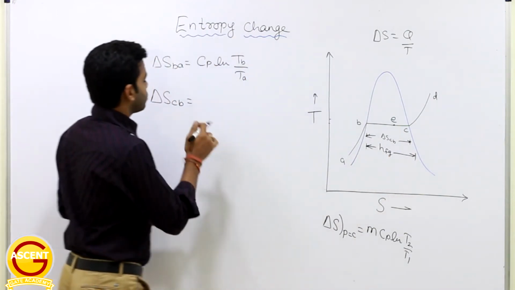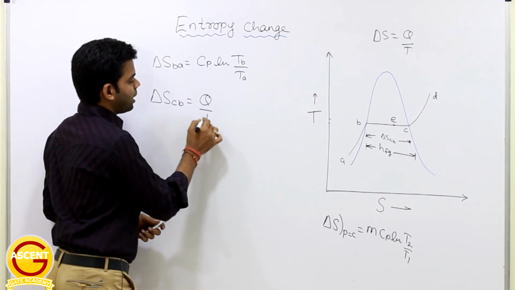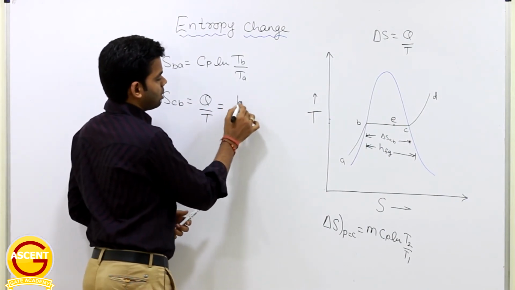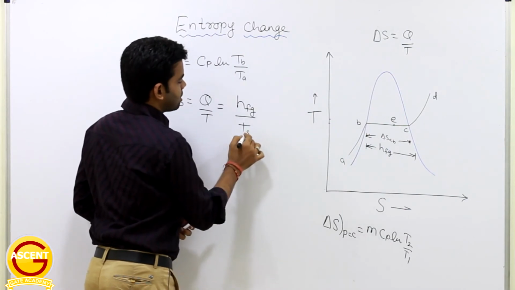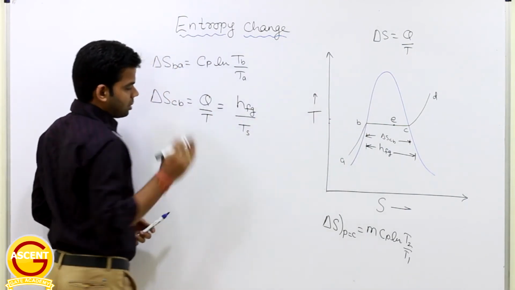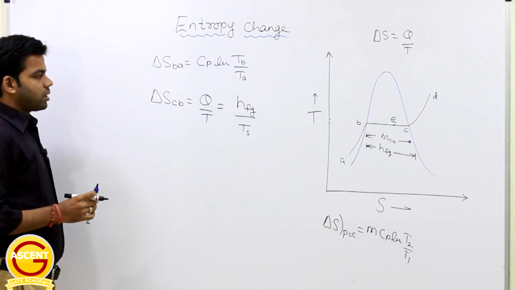Getting this or not? So this del S Cb is nothing but Q by T, or you can say this will be equal to hfg divided by T, and T is nothing but the saturation temperature, or the temperature at point B. Getting this or not?